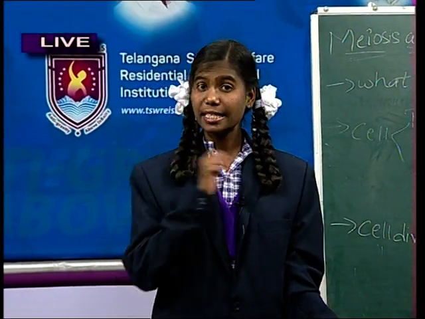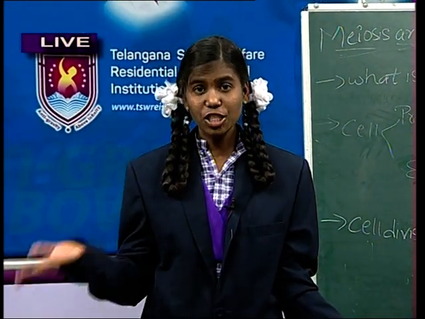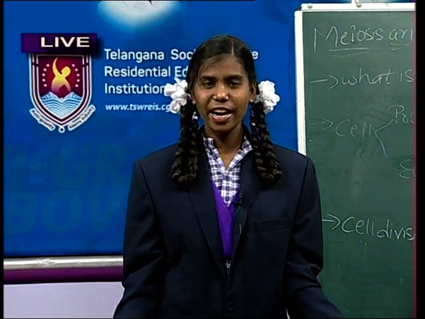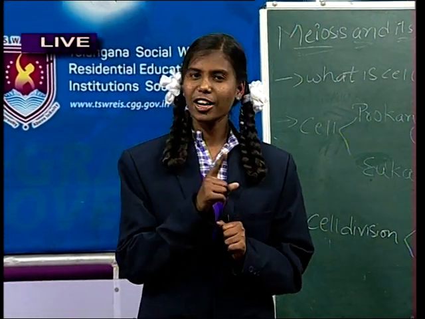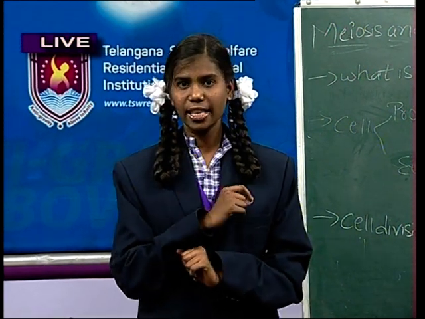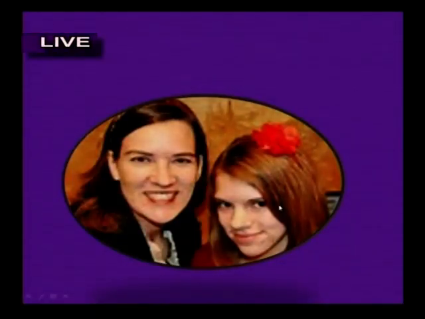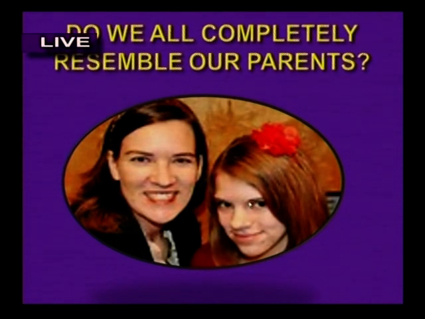Now let us discuss the history of meiosis. Do you know anything about the history of meiosis? Listen, friends, meiosis was first discovered and described in sea urchin eggs. We have discussed that genetic variation is happening due to meiosis. Look at this picture. The genetic variation occurred because meiosis happened.